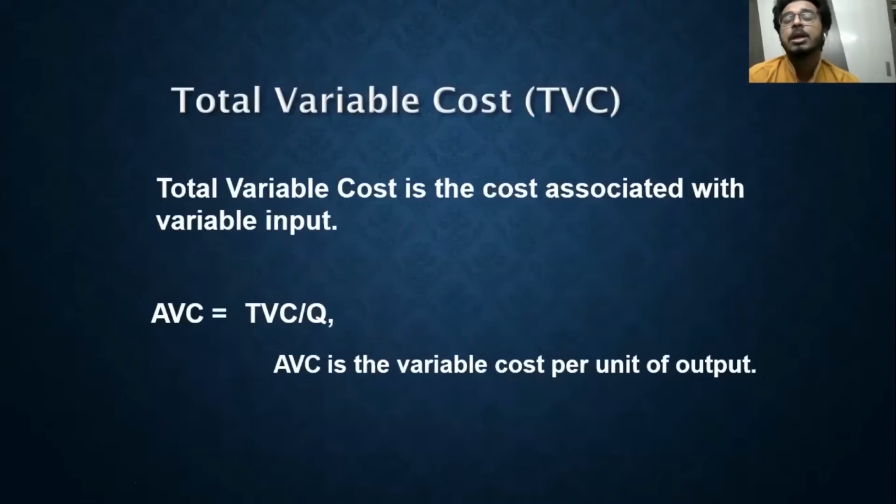All right. The total variable cost is associated with the variable inputs, whatever inputs that do vary over the period of time and with the quantity of output produced. And how do I estimate the average variable cost? Simple. Again, total divided by the quantity. So total variable cost divided by the quantity will be my average variable cost per unit of output.